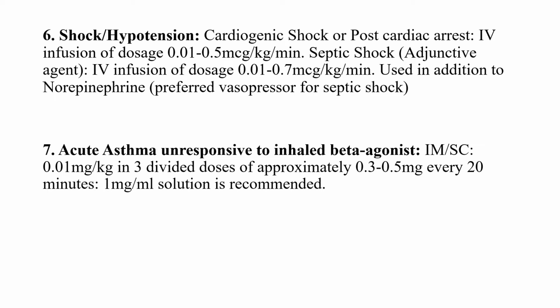And number 7 is in case of acute asthma, which is not responding to nebulization, then we can give it through IM or subcutaneous, and the dose is 0.01 mg per kg in 3 divided doses.